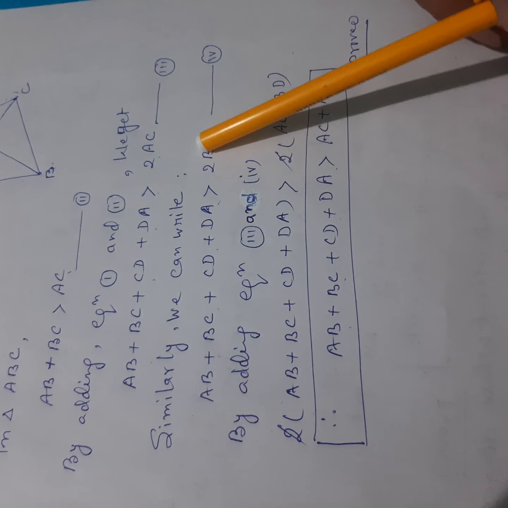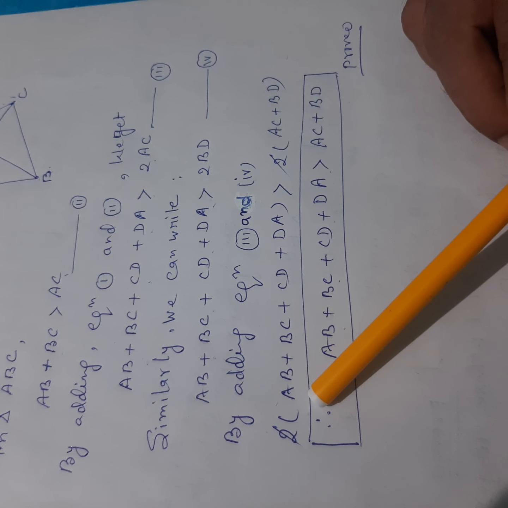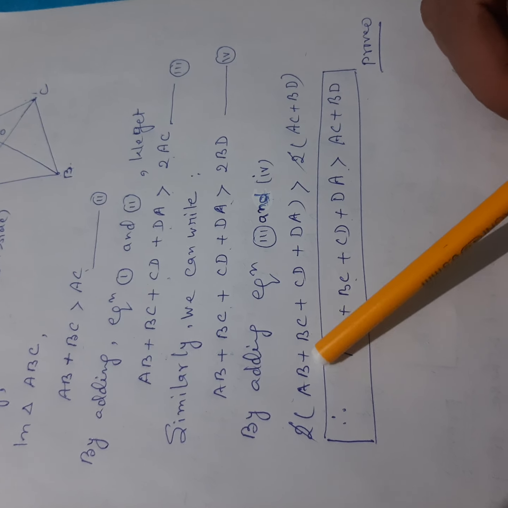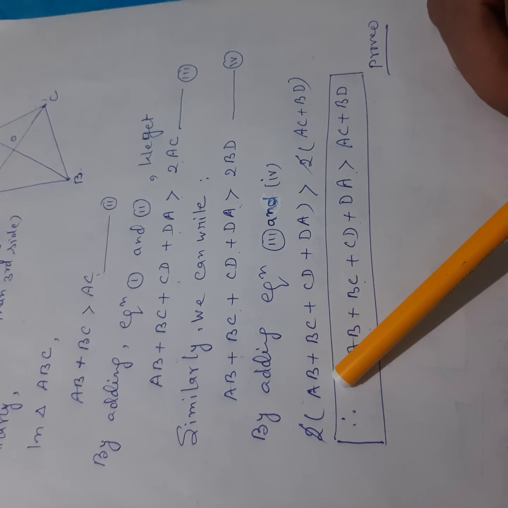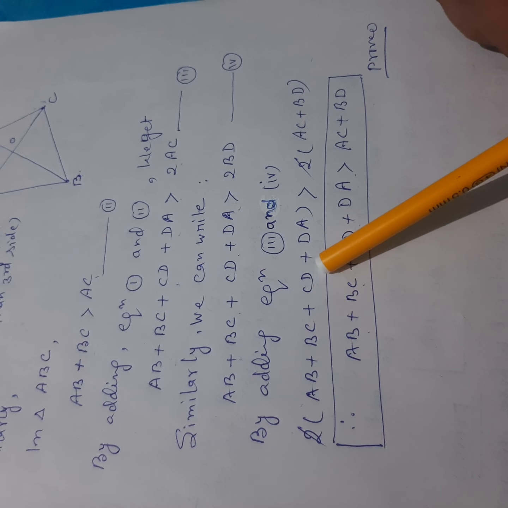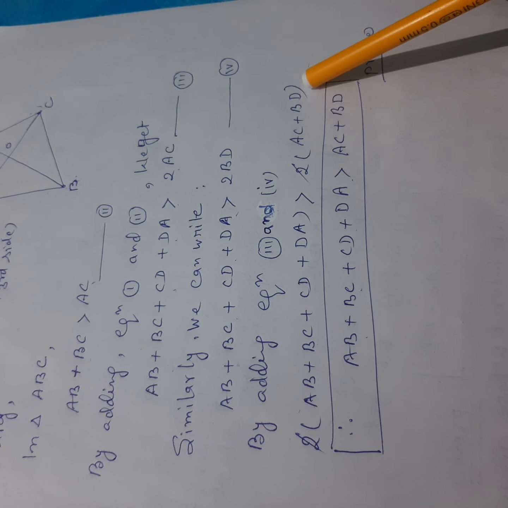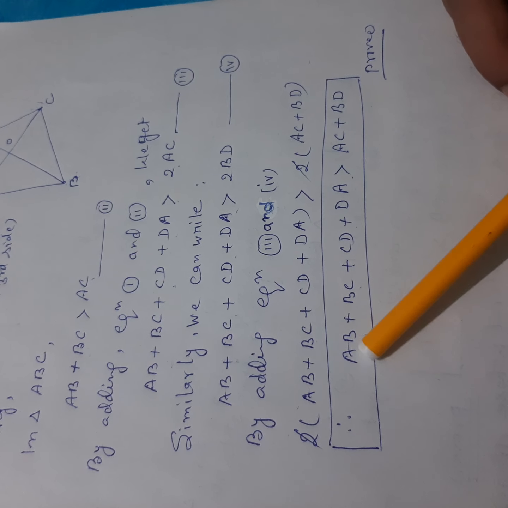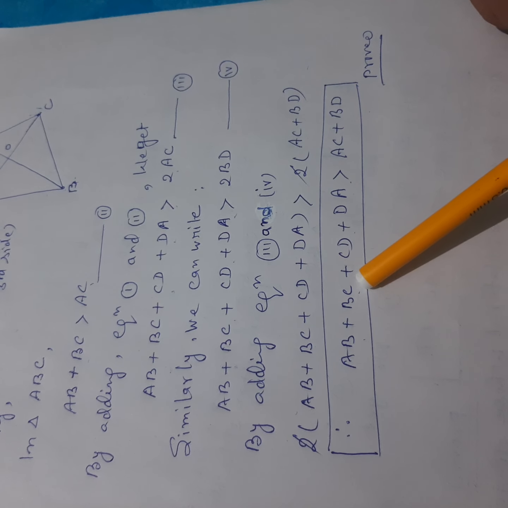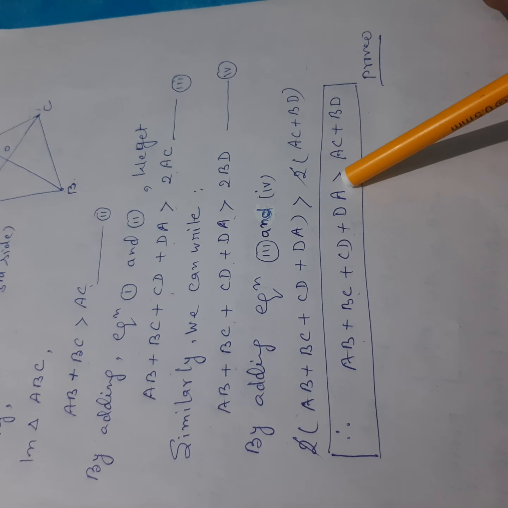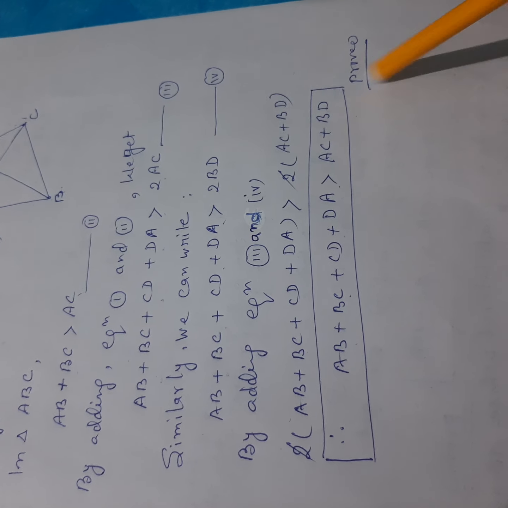Now adding these two equations, we get 2 into the sum of AB plus BC plus CD plus AD greater than 2 into the sum of AC plus BD. 2 and 2 cancel. Finally, we can write AB plus BC plus CD plus AD greater than AC plus BD. That's all. Thank you.